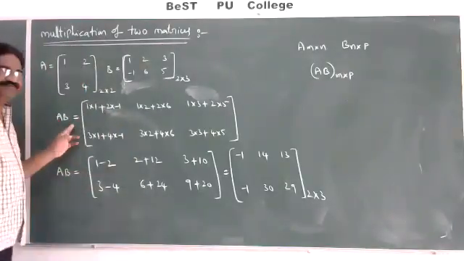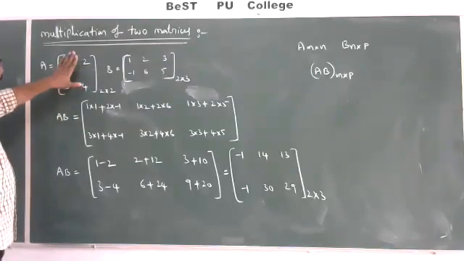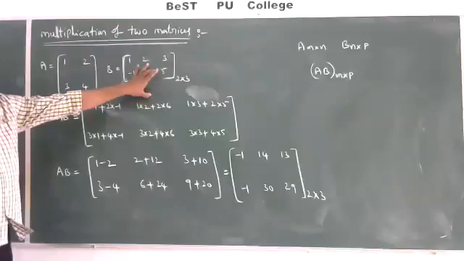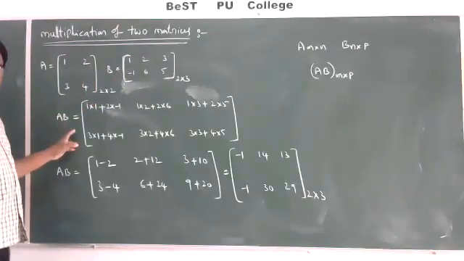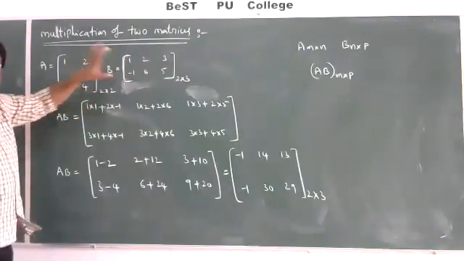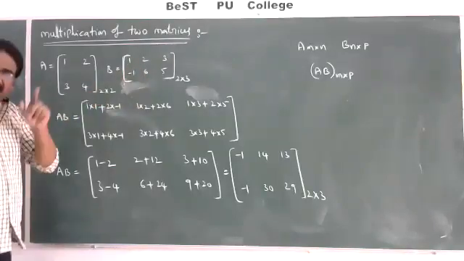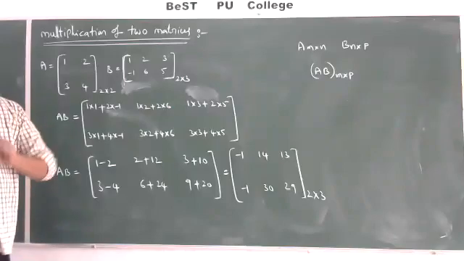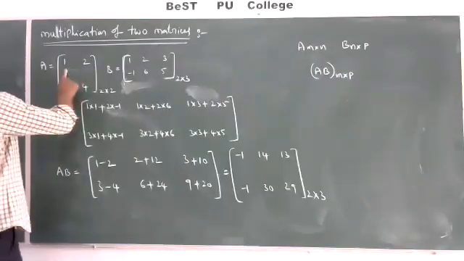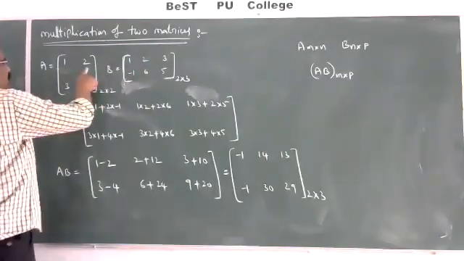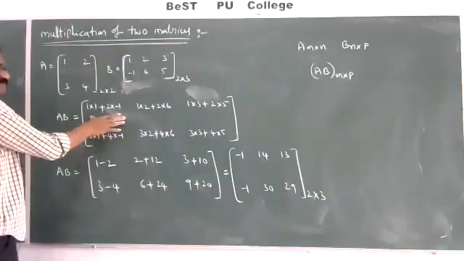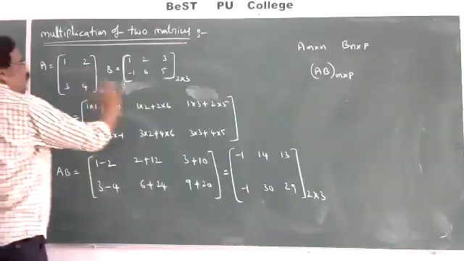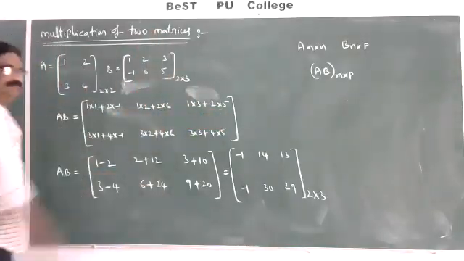So for AB, first you write the A matrix, then you write the B matrix. If you require BA, first you write the B matrix, then the A matrix. The first row order is this: first row, first column here, first row, second column here, first row, third column here.